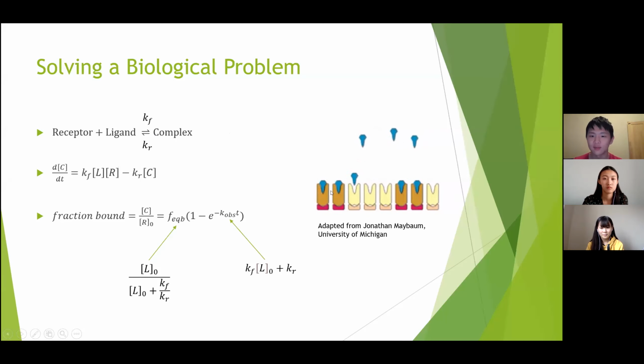So you can see that sometimes the complex dissociates and then we get a ligand and our receptor back. And so that's modeled by the second term in this equation, which is KRC. So that's going to be the reverse rate constant, KR, multiplied by the concentration of the complex, right? So far so good. That's just a basic differential equation that we have for our system.